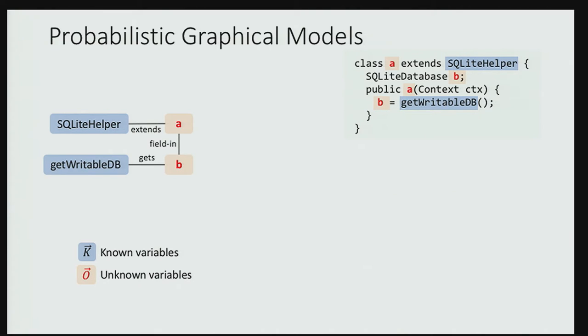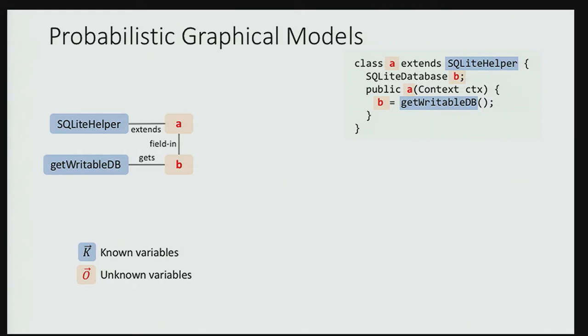In the case of programs, the nodes of these graphs represent program elements, and the edges represent different kinds of relationships. For example, if you look at the piece of code on the top right, we would have one variable that represents the class A, another that represents the class SQLiteHelper, and then we would add an edge to represent that the class A extends that other class.